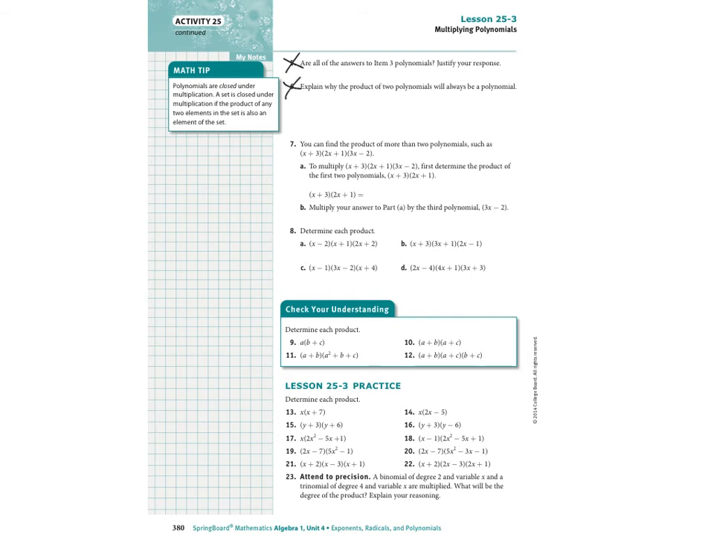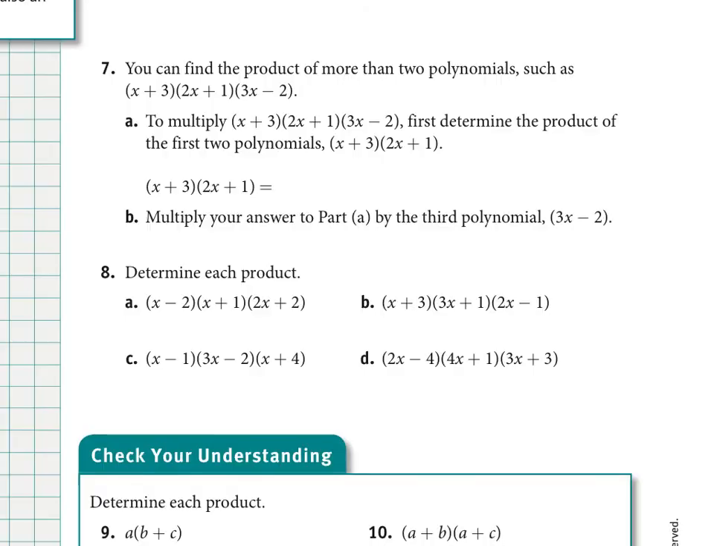So we're going to go ahead and zoom into number 7. Now, I know we're going to go a little crazy here, but number 7 says you can technically find the product of more than just 2 polynomials. Whoa, I know, right? So let's say we wanted to multiply these 3 binomials. I know, kind of crazy.